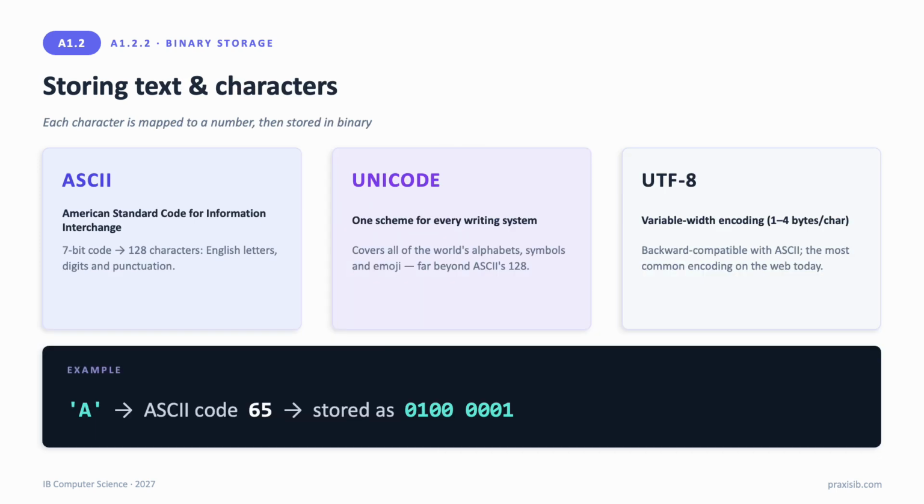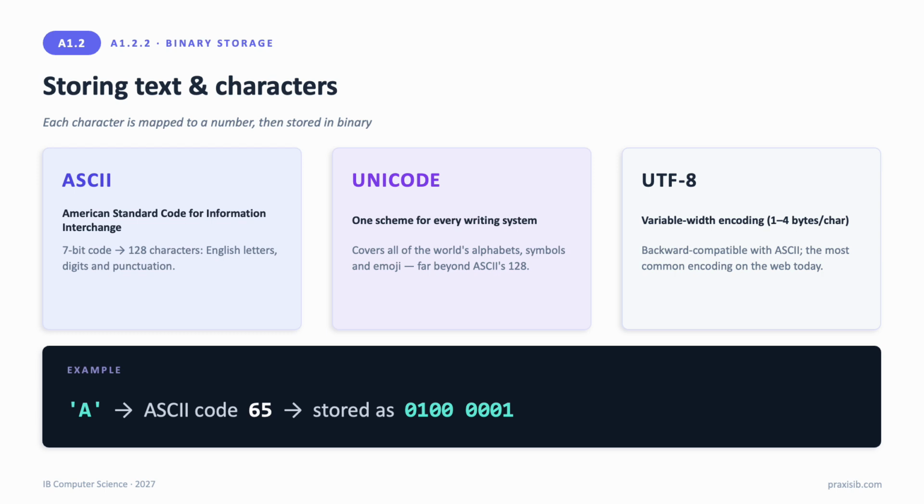Now let's see how a computer stores words and letters, because obviously a computer can't store the letter A directly. It can only store numbers. So the solution is simple. We agree on a code, a giant lookup table, where every character is given a number. Then we just store that number in binary. The oldest and most famous of these codes is called ASCII.